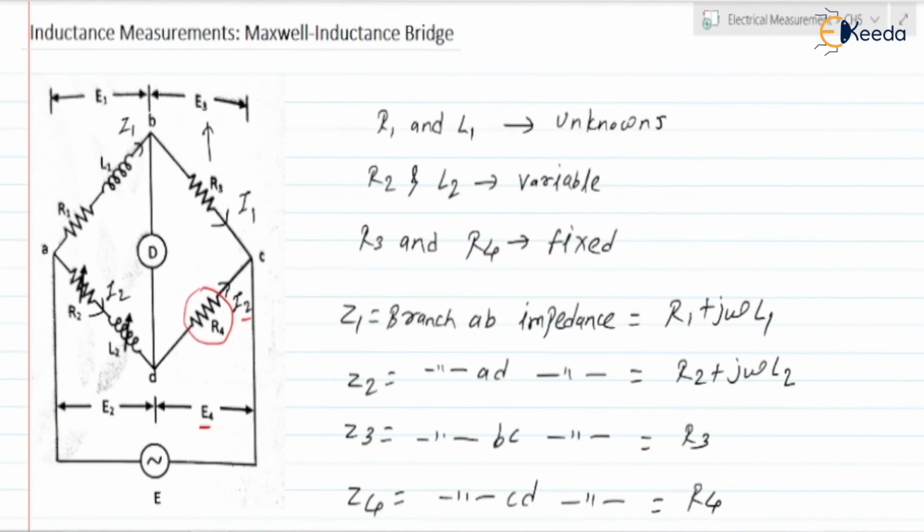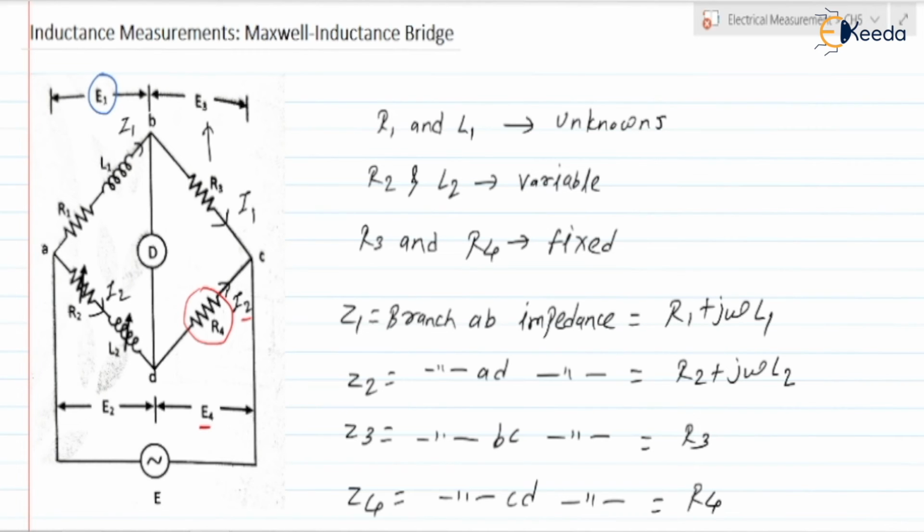Next, we need to draw the phasors for E1 and E2 as well. So now, E1 is equal to I1 into R1 plus I1 into j omega L1. For finding the E1 phasor, we need to add I1 R1 and I1 into j omega L1.